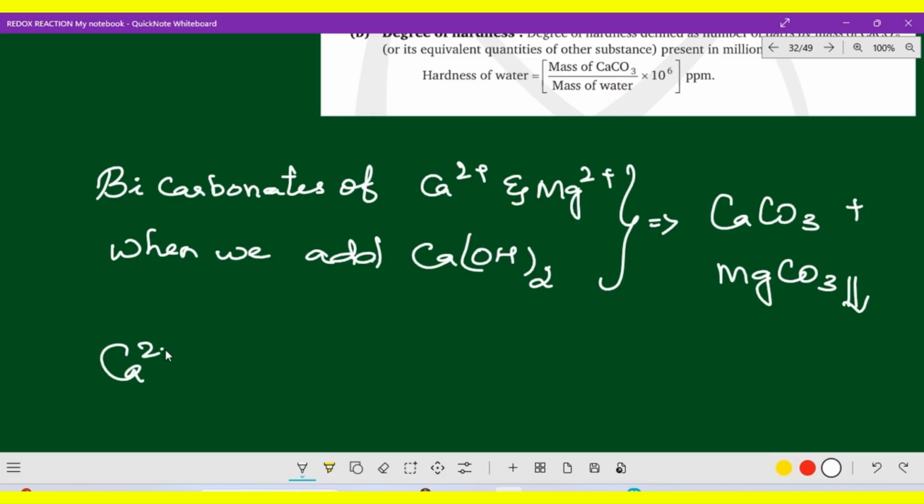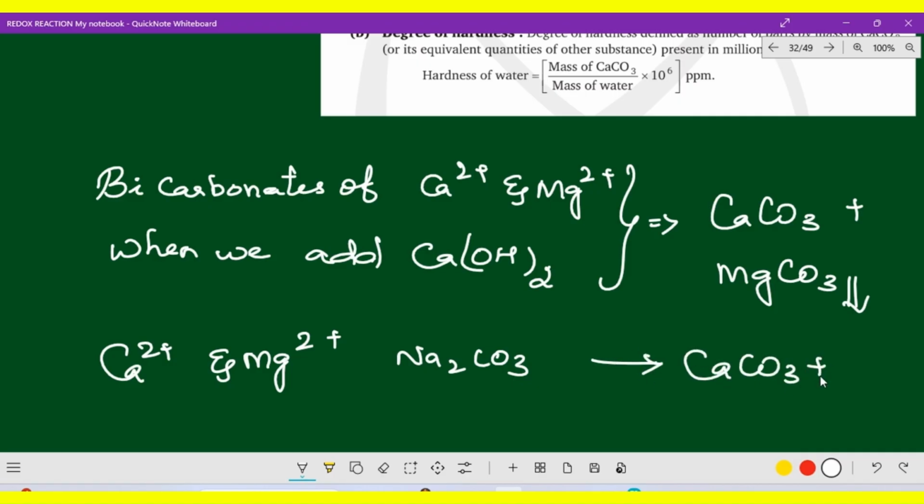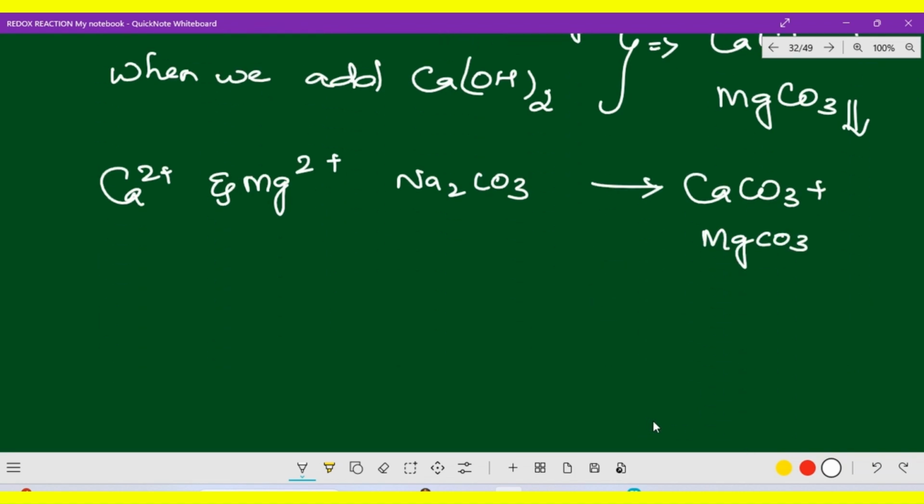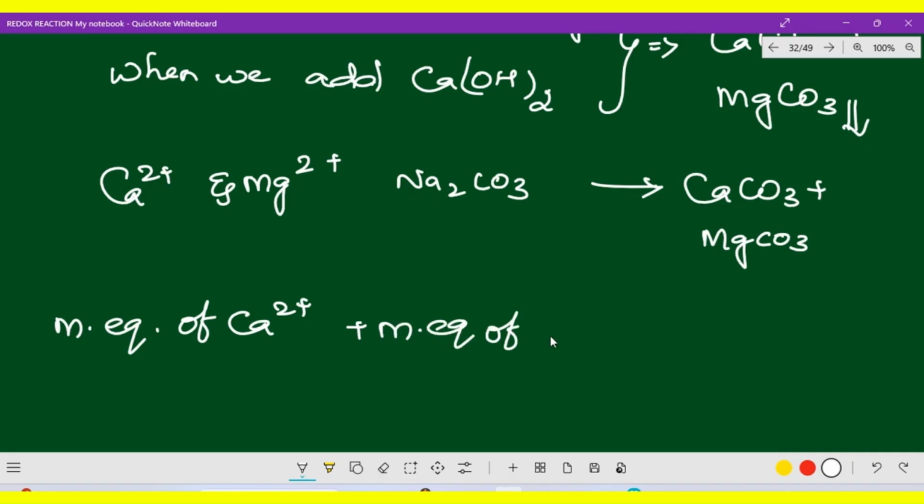So here that means Ca2 plus and Mg2 plus. Now when we add Na2CO3, carbonate or bicarbonates, you will get CaCO3 plus MgCO3. Here you have to identify milli equivalents. Milligrams they have given. So milli equivalent of Ca2 plus plus milli equivalent of Mg2 plus equals milli equivalent of Na2CO3 solution.